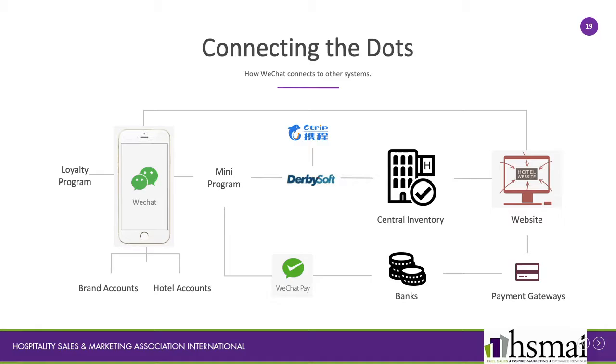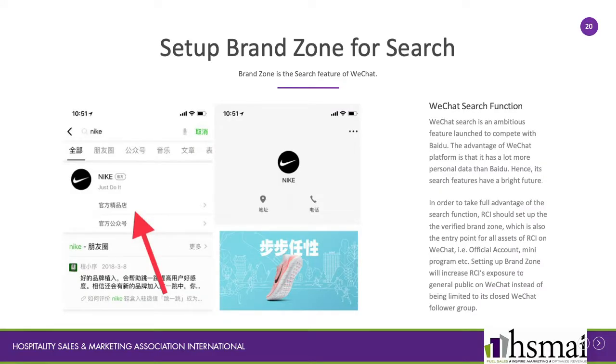You can run the loyalty program on the WeChat as well if you wish. And you can have a brand account and hotel accounts both on WeChat and linked to each other. So the brand accounts can actually promote the hotel accounts and vice versa. This is just an example of the brand zone setup.